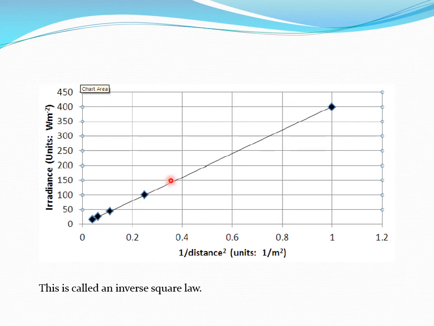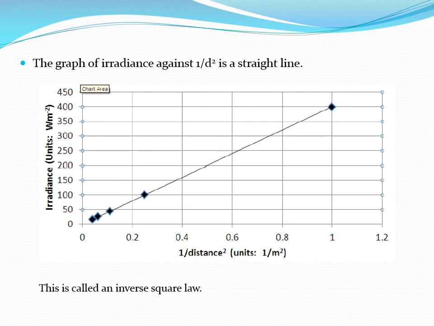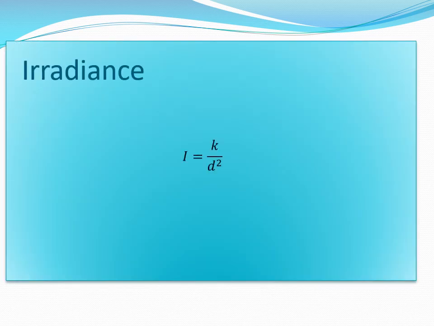Okay, so we can see that we have a nice constant gradient, and because we have a constant gradient, we can make a nice formula out of this. And our formula is irradiance is equal to a constant divided by distance squared, our constant actually being the gradient of that graph. This means that distance squared multiplied by irradiance is equal to a constant.